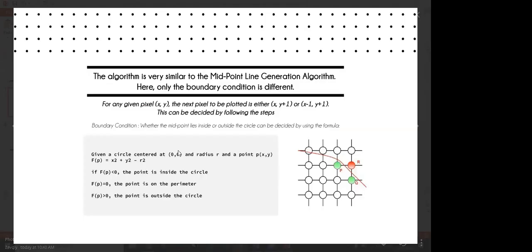So the algorithm is very similar to the midpoint line generation algorithm. Here we can see how the code is going to look, and how we're going to practice our code in our next tutorial. All right. The boundary condition is where the midpoint lies inside, outside, and all that.